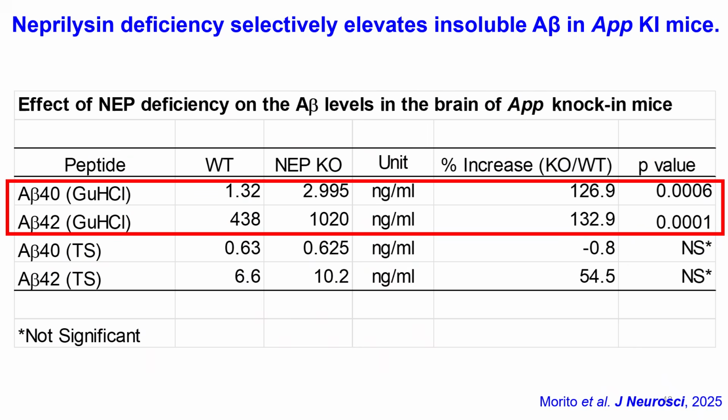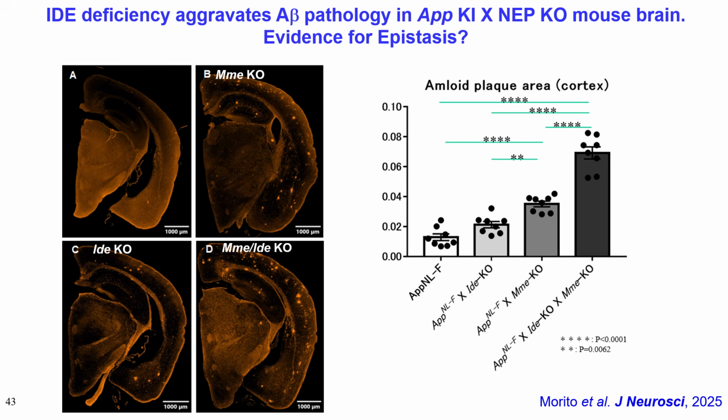Use of the APP knock-in mice has shown that neprilysin deficiency selectively elevates insoluble A-beta. Another A-beta-degrading enzyme is IDE, insulin-degrading enzyme, discovered by Dennis Selkoe's group. IDE selectively degrades soluble A-beta, and its deficiency exerts a small effect on A-beta pathology in the APP knock-in mice. However, a combination of IDE and NEP appears to affect A-beta pathology in a synergistic manner, indicating the possible presence of epistasis, which means an interaction between different genes.